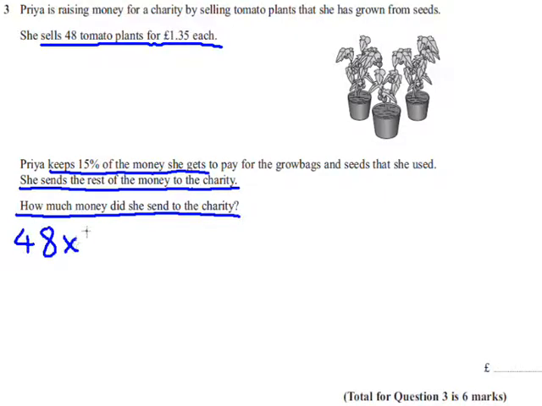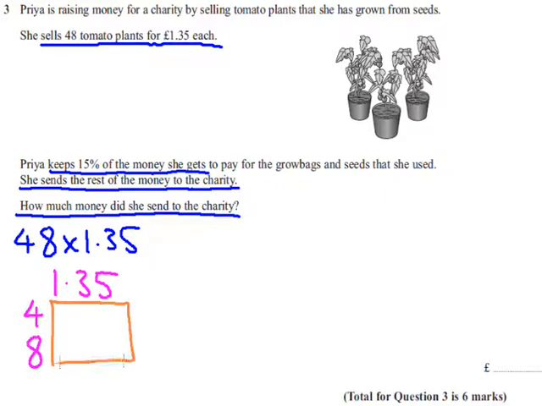So, we're going to have to work out how much money she took in. So 48 tomato plants at £1.35 each. So 48 times £1.35. Now, you're going to have to multiply those, and there's many different methods of doing it. I'm going to use the Chinese multiplication grid. If you don't know that, you can watch another video showing you how to do that.